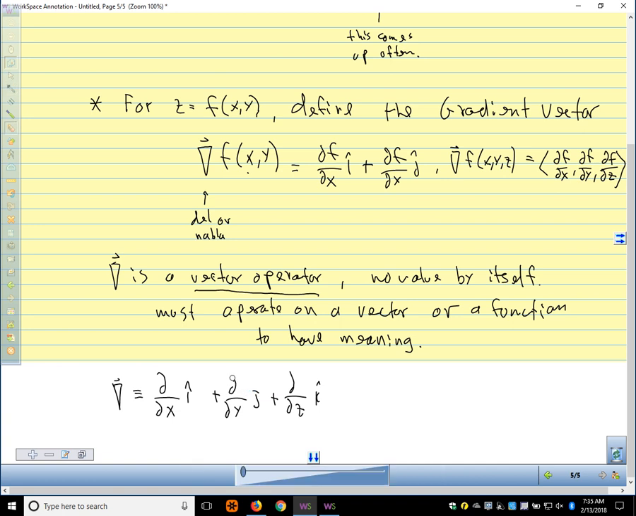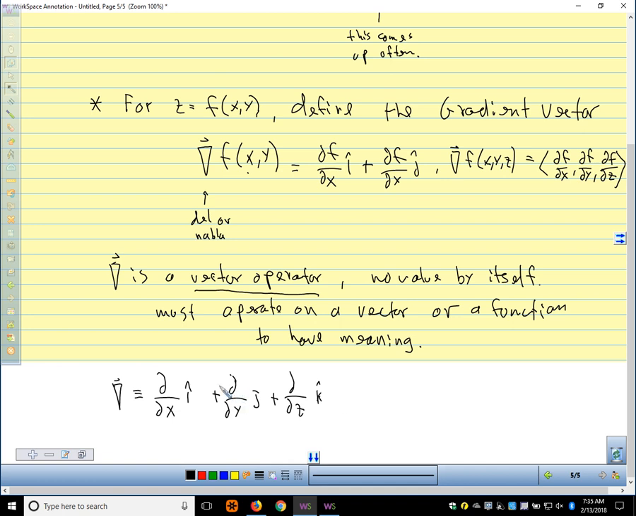So it's not doing anything to a function right now. These are just partials, not acting on anything. It has to act on some other thing for it to have any meaning. So for now, we're just going to let it operate on a function to give us this gradient vector. In chapter 15, we'll take the dot product and the cross product of this vector with what we call a vector field, and that will give us other stuff. So the del operator is going to be important, and our gradient vector is going to be extremely important.